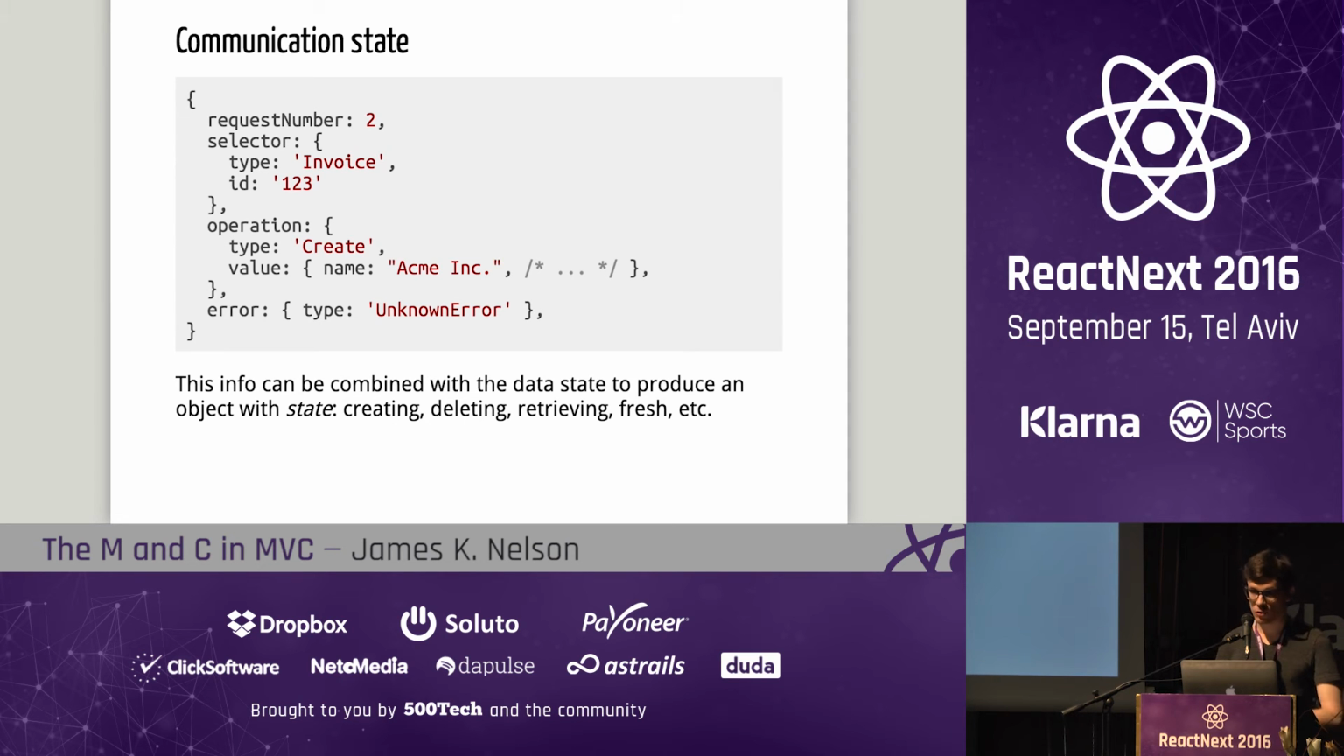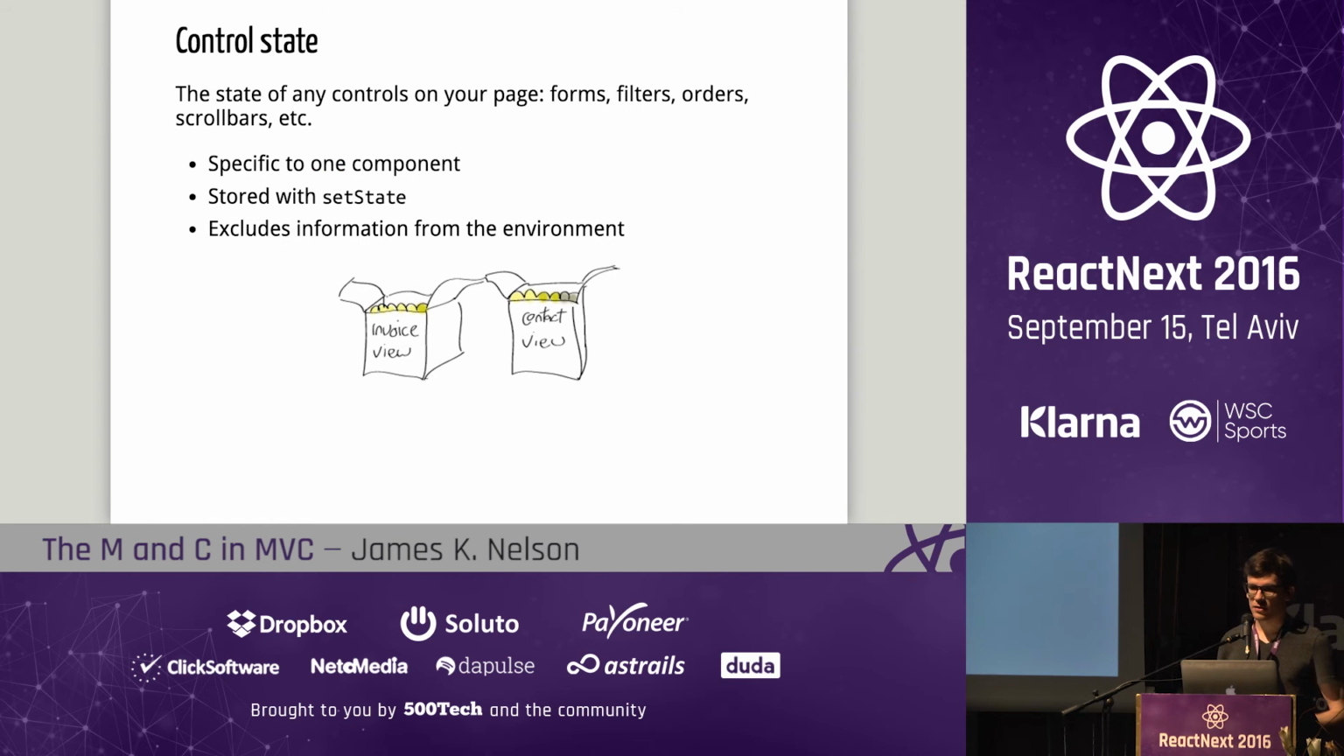So these two are global. They both fit in Redux. The other one that you've seen so far is control state. The reason I call it control state is because it's basically the state of all the controls on your page. So forms, filters, orders, scroll bars, that's all control state. And it's specific to one component. If you have one component, then its state isn't going to be valid in other components. Because of that, it makes sense to store with SetState, because SetState is specific to one component. And it just all works.